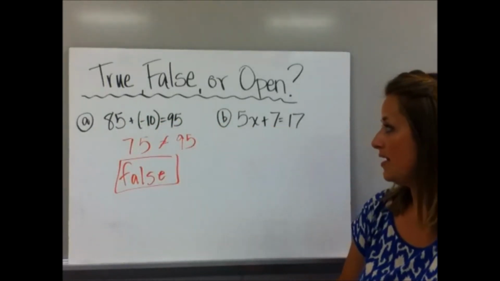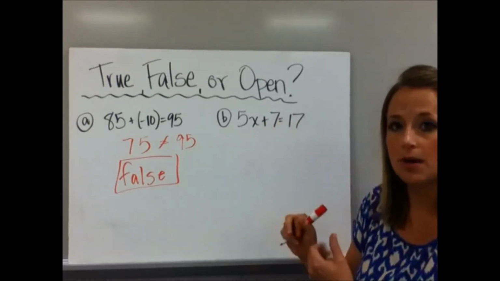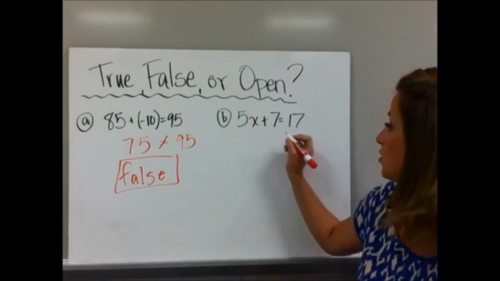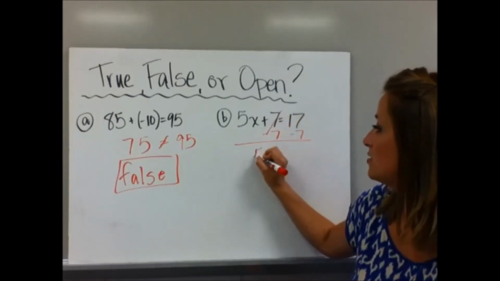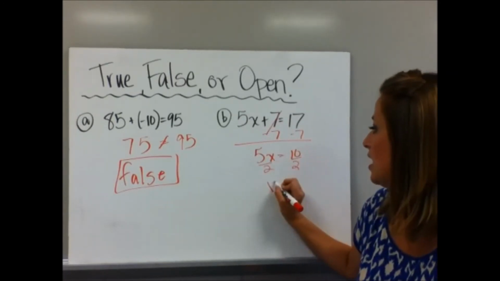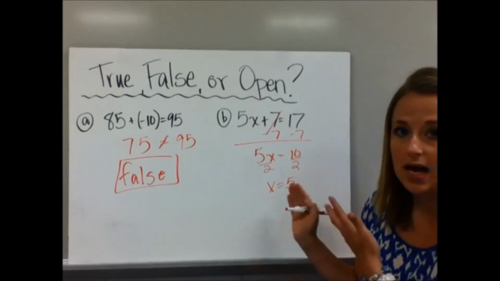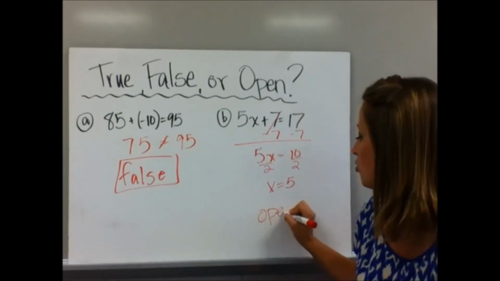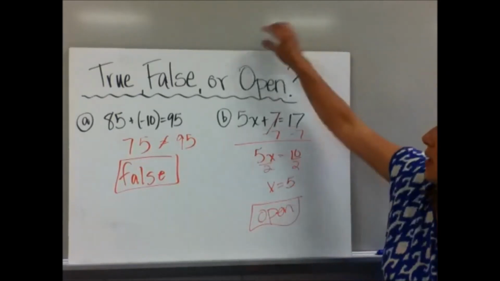On the second one, B, 5x plus 7 equals 17. I can tell since there is one variable on one side that it's going to be open. And just from what you can remember from last year of solving equations, if I subtract 7 from both sides, that cancels. 5x equals 10. And then divide both sides by 5, x equals 2. Since it has that variable, and does not equal a number equal to another number, it is open. It's considered an open equation. Think about it being like open for discussion. It's open to be solved.